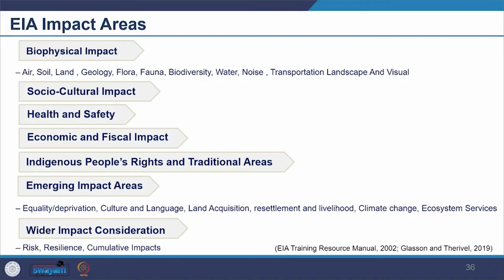So we saw the typology of impact. We finished that particular section and how we determine significance of an impact. Now we'll look at EIA impact areas. What are the areas which are usually taken within EIA, and following those, impact areas are considered.